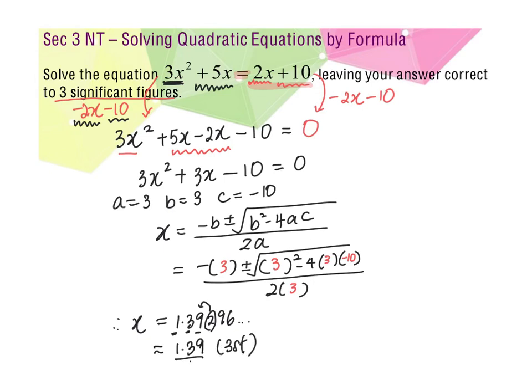Okay, that's the first answer. Or I can have my second answer to be negative 2.39296. Okay, this is the first significant figure, second, third, and now we have to look at the fourth. It's not more than 5, so we round down. So x equals negative 2.39. Second answer, 3 SF.